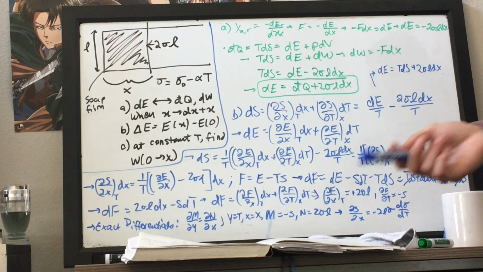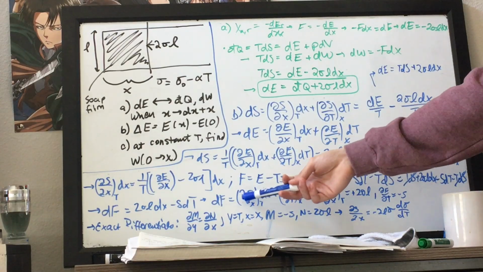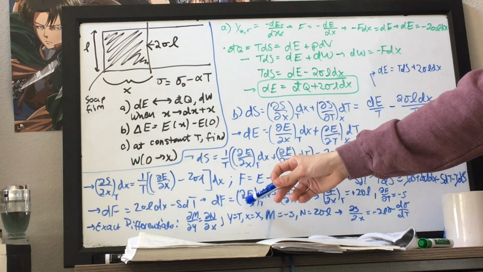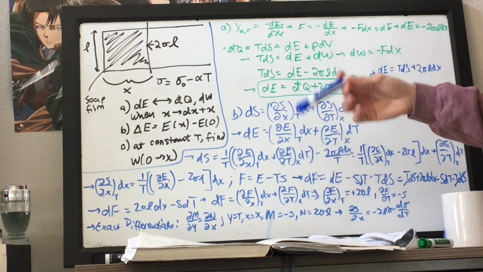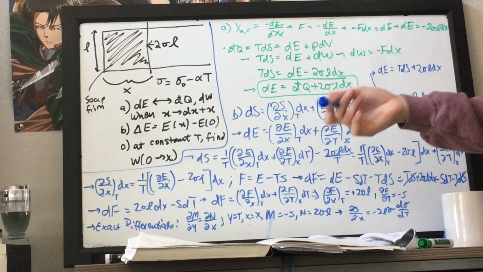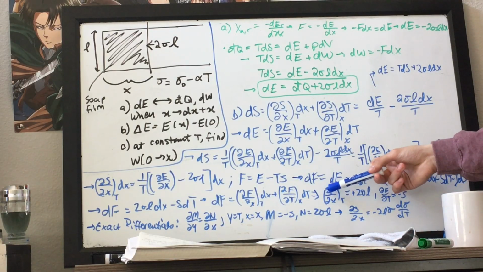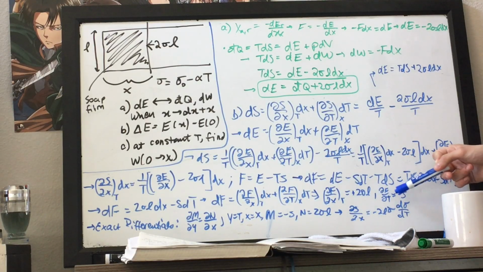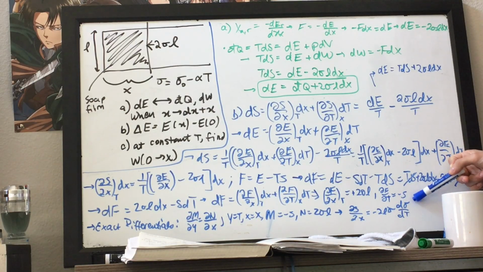Now we can also look once again at our differential definition of the Helmholtz free energy, which we get in terms of the partial of F with respect to x times dx plus the partial of F with respect to T times dT, right? So once again, by direct juxtaposition of our two expressions, we see that the partial of our Helmholtz free energy with respect to x is equal to the surface tension term, and the partial derivative of the Helmholtz free energy with respect to temperature is equal to negative entropy.